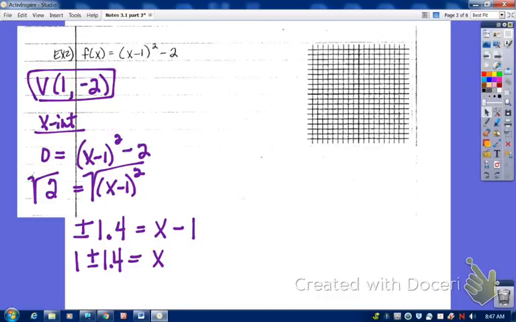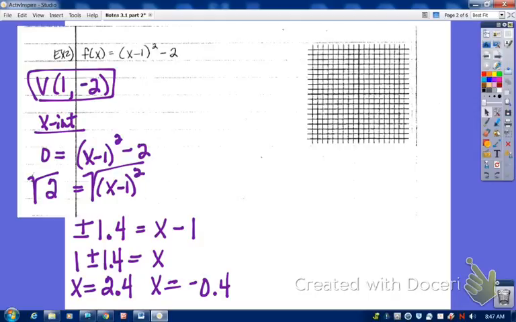Make sure you understand how I got 1 plus or minus 1.4. And then that's going to give us 2 x-intercepts. One is going to come from 1 plus 1.4, so I'll have an x-intercept at 2.4. And then I'll have another x-intercept at 1 minus 1.4, which is negative 0.4. If you have x-intercepts, they'll be a little bit harder to find than your y-intercepts.